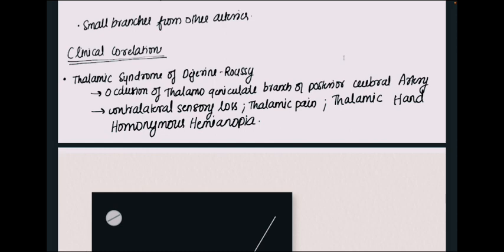The thalamic pain is the severe, persistent, episodic and intolerable pain seen in patients with the thalamic syndrome. The thalamic pain can be precipitated by stimuli such as light as well. Then we have the thalamic hand. The thalamic hand is an abnormal posture seen in people with thalamic lesions. Lastly, we have the homonymous hemianopia. Homonymous hemianopia is due to the involvement of the lateral geniculate body.